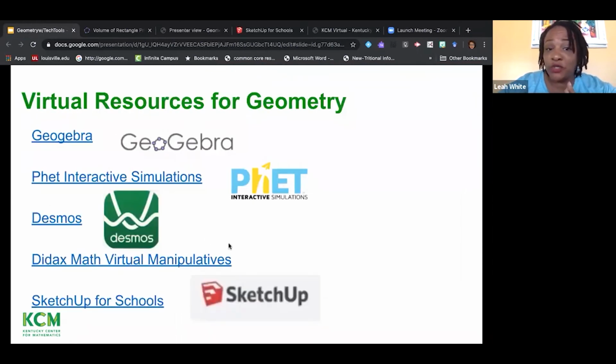Other virtual resources or any comments about the task, the technology, the van Hiele levels of understanding, anything you all want to talk about at this point?